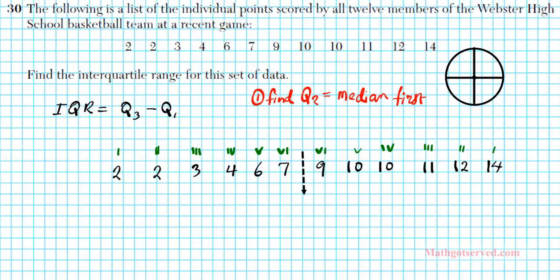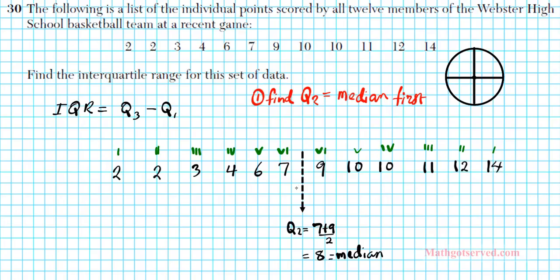That's what Q2 is. But since there is no number in the middle, what we'll simply do is average these 2 numbers. So our median Q2 is simply going to be 7 plus 9 over 2. 7 plus 9 is 16, over 2 is 8. That's the median. What does our median help us to do? It helps us to break our data set into 2 halves.